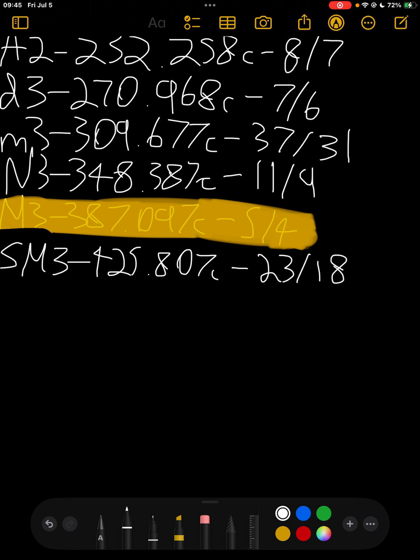Next up after that comes your diminished fourth at 464.516 cents. We could also call it a minor fourth. And what's a good ratio for that one?